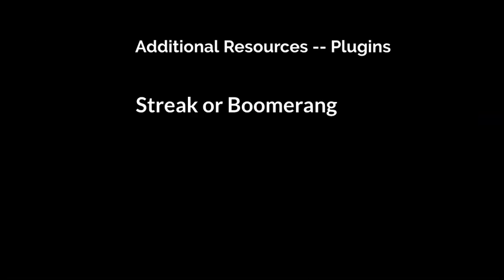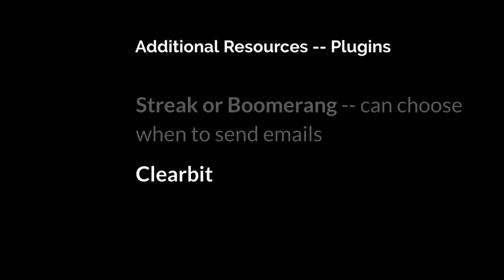Some additional resources that are plugins. Streak or Boomerang are great for you to install. With these resources, you can choose when to send emails. So say you're a night owl and you compose an email at 1 a.m. and you don't want your employer to see that you composed it at 1 a.m. You can install one of these plugins and they will send it for you the next morning during business hours. Clearbit is another great resource. You can download it and it helps you find who to get in touch with at a specific company. So if you're looking for a job, this could be a really helpful resource for you.